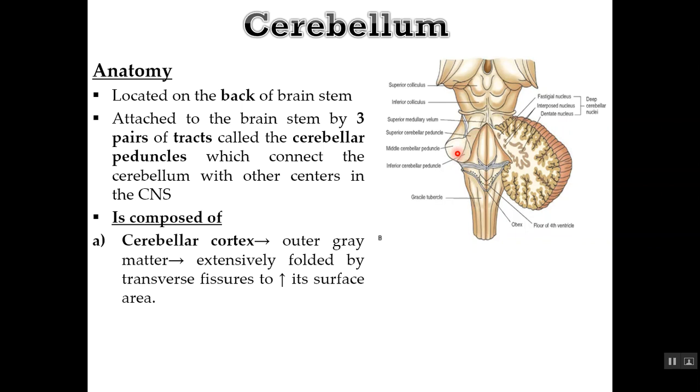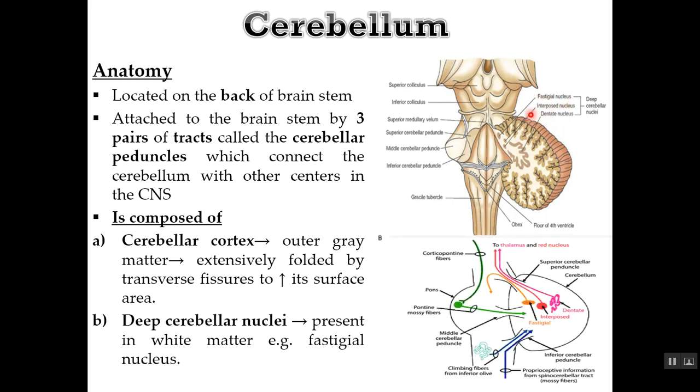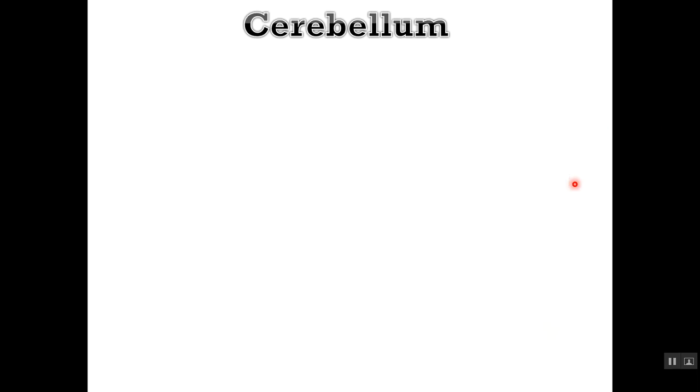The cerebellum consists of two main parts. Number one, the cerebellar cortex. This cortex consists of outer gray matter, which is extensively folded by transverse fissures to increase its surface area. Plus the cerebellar cortex, we have what's called deep cerebellar nuclei. These deep cerebellar nuclei are present in the white matter of the cerebellum, and include the fastigial nucleus, interposed nucleus, and the dentate nucleus.